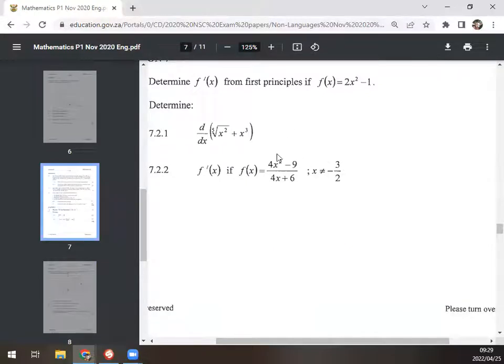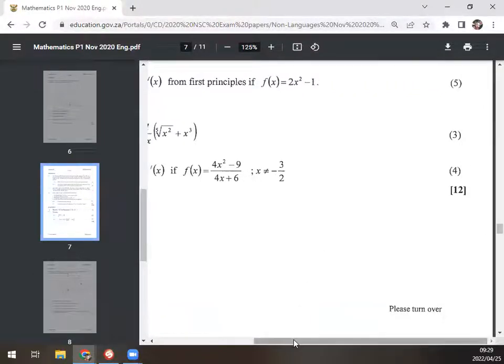Okay, so at the top you have a difference of 2 squares. At the bottom you can take out 2 as a common factor, and you will then be able to cancel some stuff out and then find the derivative. So that was 3 marks and 4 marks again.